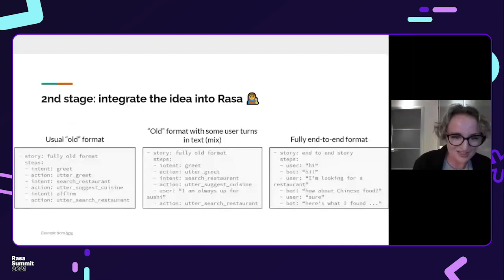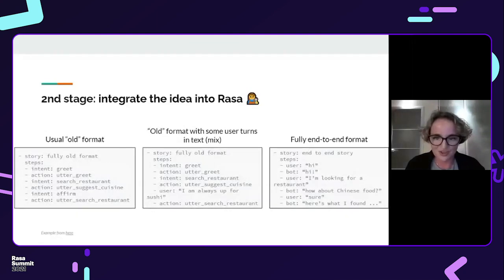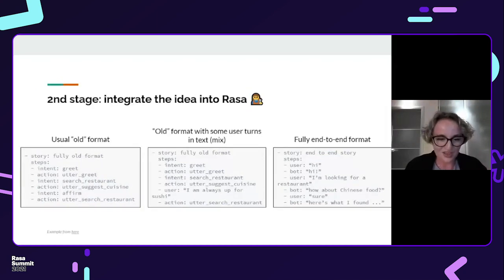So I'll explain what we wanted to achieve with the examples of three training stories that we have. One is, I'll go from left to right. So the left one is your usual Rasa story. If you've ever written one, it always goes from intents to actions. I call it the usual old format, but it is just a normal, regular Rasa story as it always used to look.